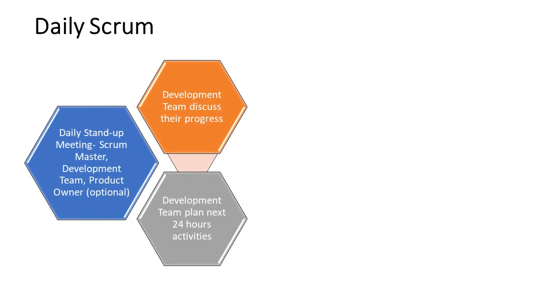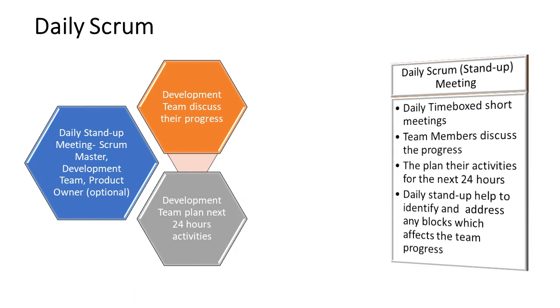The daily scrum, also known as the daily stand up, is a short, time boxed meeting held every day during a sprint to keep the scrum team aligned and informed. Typically lasting around 15 minutes, this meeting allows team members to share updates, discuss progress, and identify any obstacles that may hinder their work. During the daily scrum, each team member usually answers three questions: what did I do yesterday? What will I do today?